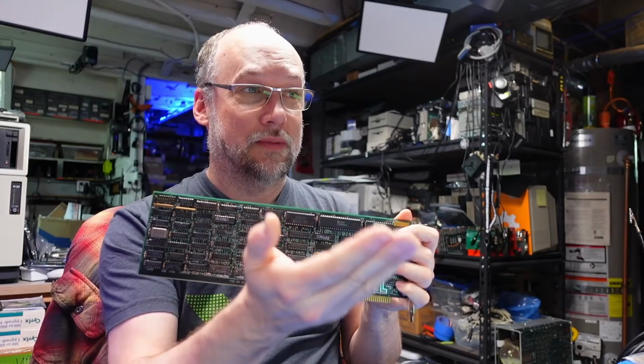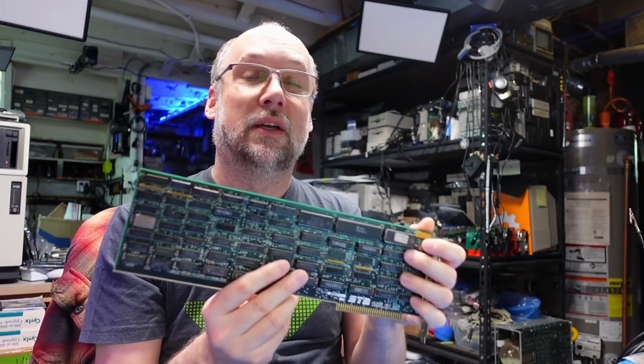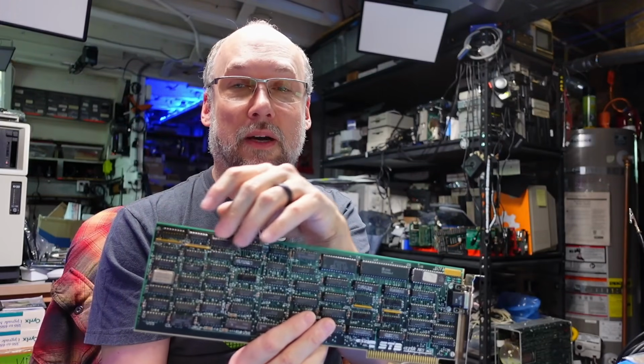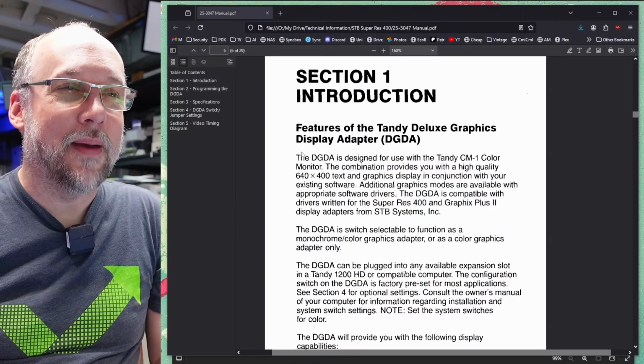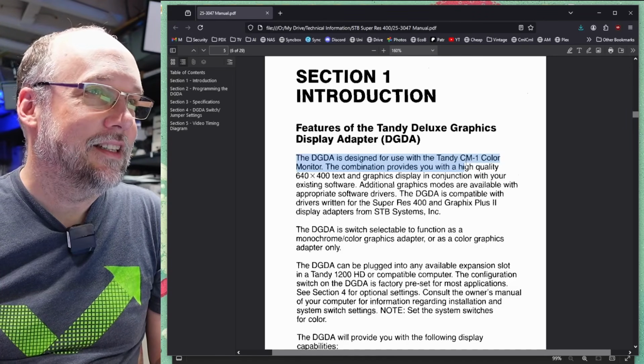Now, it's really cool that this manual has been archived, and it does contain some decent technical information about this card. No schematics, unfortunately, but at least it has programming information and some information about the dip switches that are on here. So right off the bat, it says here that this was designed for use with the Tandy CM1 color monitor. That's not really the case.